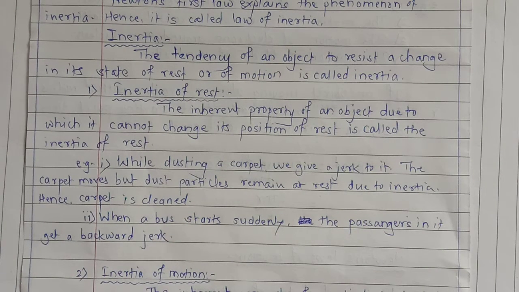The carpet moves, but dust particles due to inertia remain at rest, and in this way dust particles are separated from the carpet. When a bus starts suddenly, the passengers in it get a backward jerk. When passengers sit in the bus, the part of the body which is in contact with the bus moves along with the bus when it starts, but the upper part of the body which is not in contact with the bus tries to remain at rest, and that's why passengers get a backward jerk.